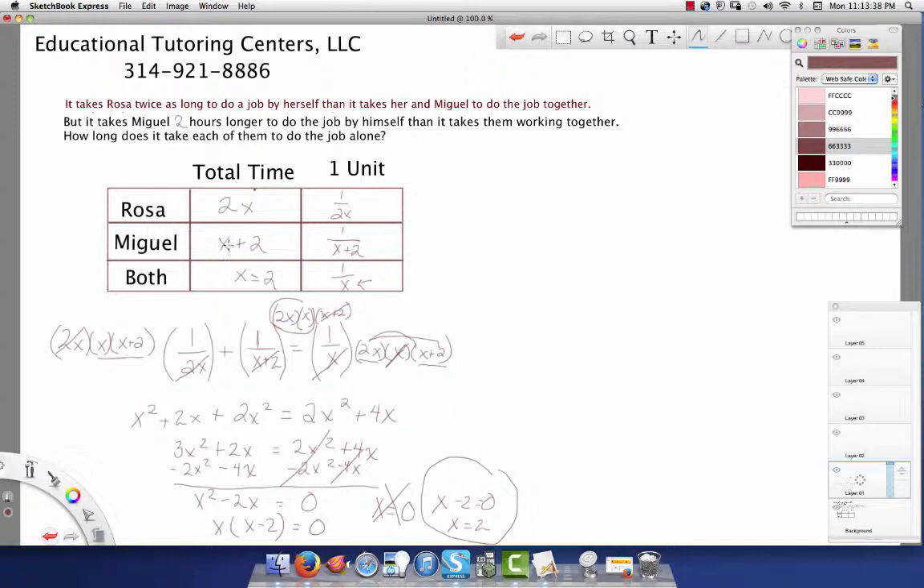So for Miguel, it will be 2 plus 2, which is equal 4. So Miguel takes 4 hours. And Rosa, we substitute the 2 in here in place of her x, and so it's 2 times 2, which means 4. Okay? So that is it for that problem.